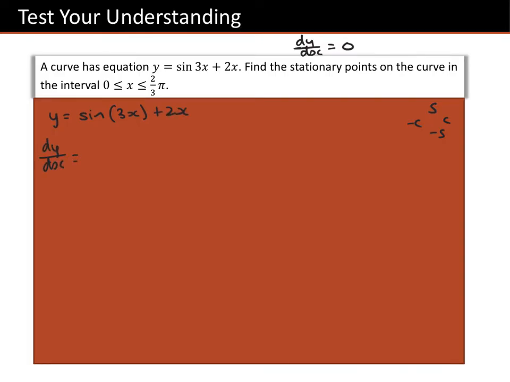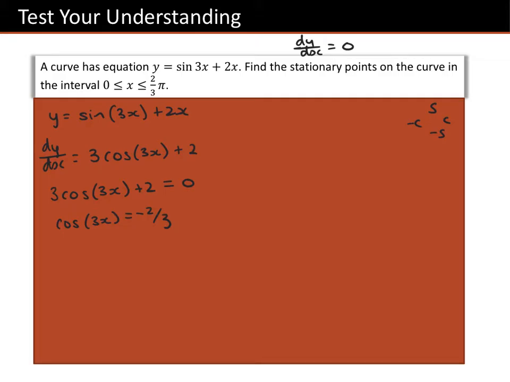The differential of sine x is cos x, and because it's sine of 3x, the differential of 3x is 3, so I'm going to multiply. So it's going to be 3 cos of 3x. Differential of 2x is 2, so plus 2. Now my gradient function equals 0 because that's where I have a stationary point, so I'm going to put that equal to 0. I'm going to do some rearranging, and I'm going to get cos of 3x equals negative 2 over 3. We should be very happy with that quick step, okay?